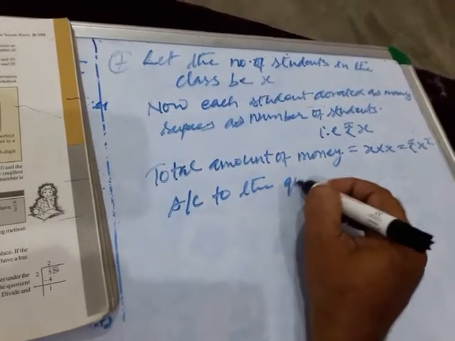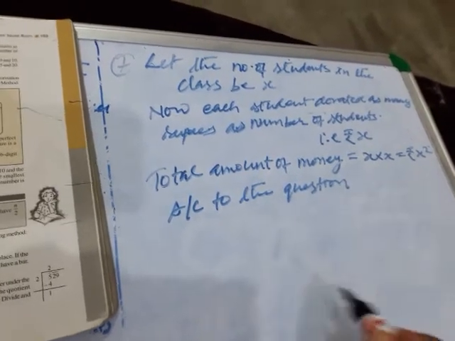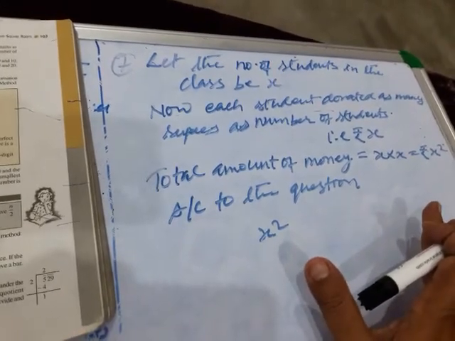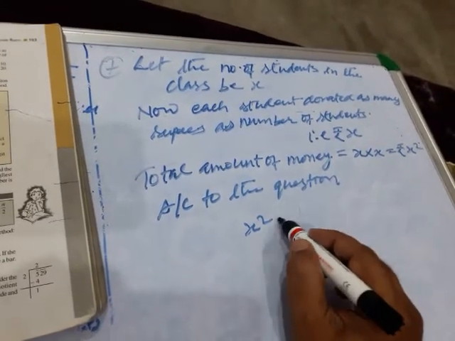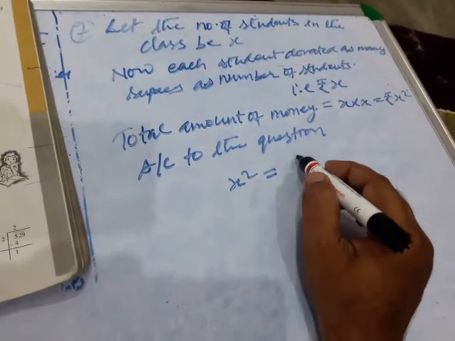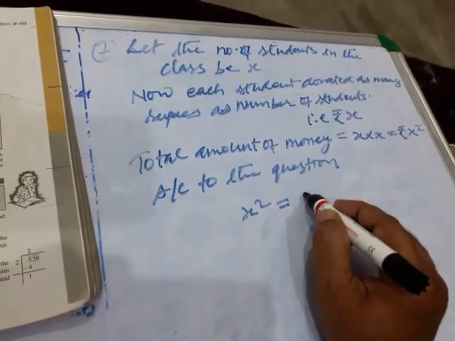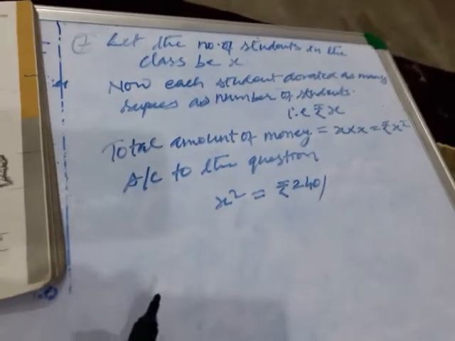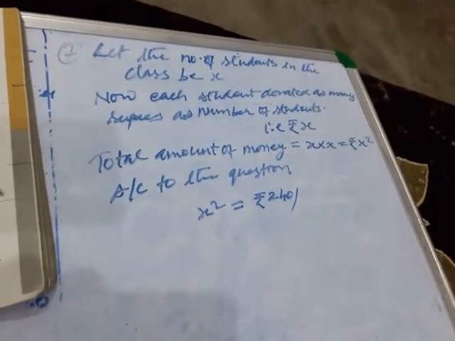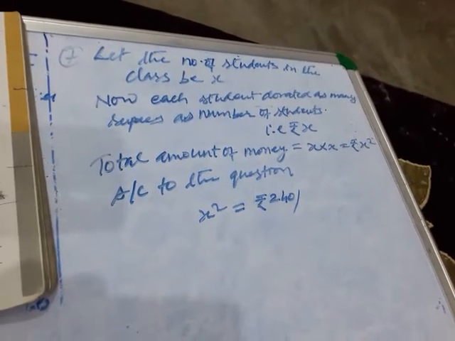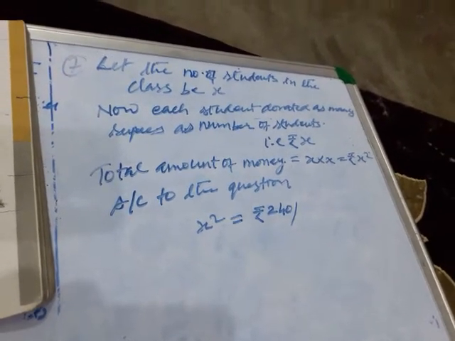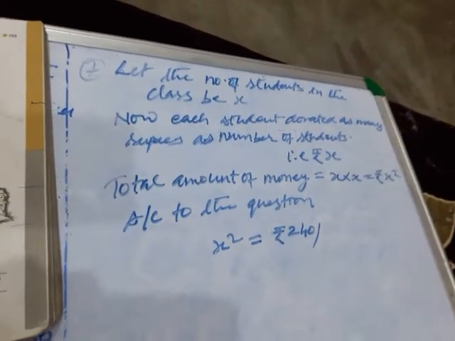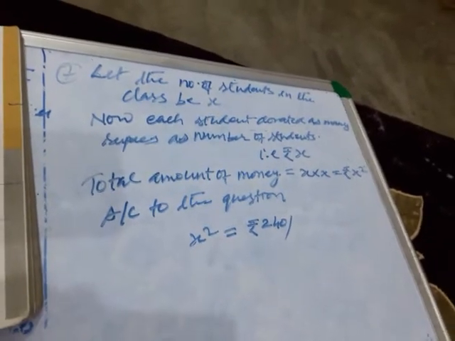What is this? According to the question, that is X square. Here the total amount of money is X square, and this total amount of money is equal to rupees 2401. Okay children, this is rupees 2401, and now you have to find out the square root of 2401. Okay children, let us find out.